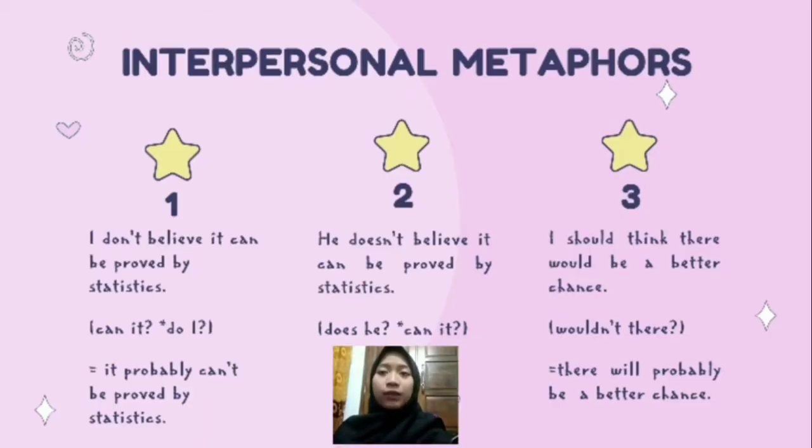For example, the first: I don't believe it can be profited by statistics. Can it or do it? That means it probably can't be profited by statistics. And the second example: he does not believe it can be profited by statistics. Does he or can it? And the third is: I should think there would be a better chance, wouldn't there? And that is: there will probably be a better chance.